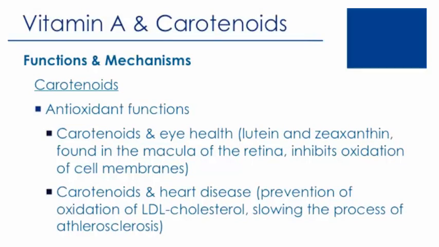We'll now discuss the antioxidant roles of vitamin A, and this is specifically through the carotenoids. A lot of these previous effects that we've discussed, vitamin A and its role in vision, binding to nuclear receptor, affecting growth, bone, and other tissues and processes, have been specifically related to retinoids, but the antioxidant role of vitamin A is through the carotenoids. As antioxidants, carotenoids are involved in eye health, specifically lutein and zeaxanthin. These are found in the macula of the retina, inhibiting oxidation of cell membranes. Also, we see a role of carotenoids in reducing risk of heart disease. It prevents the oxidation of LDL cholesterol, thus slowing the process of atherosclerosis.